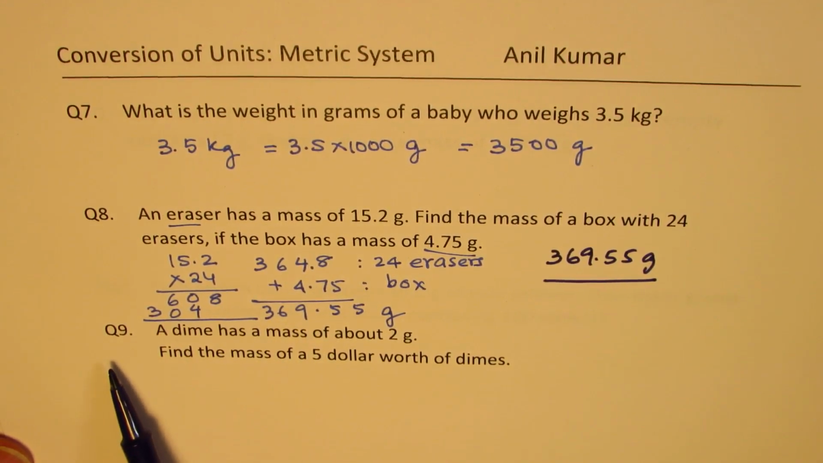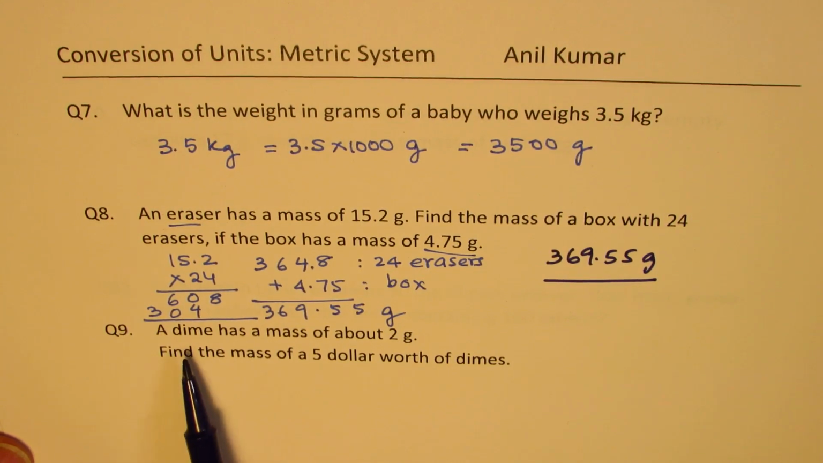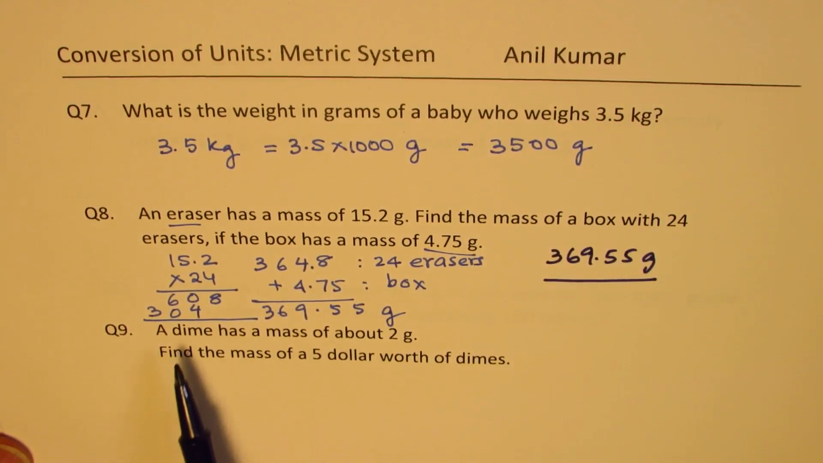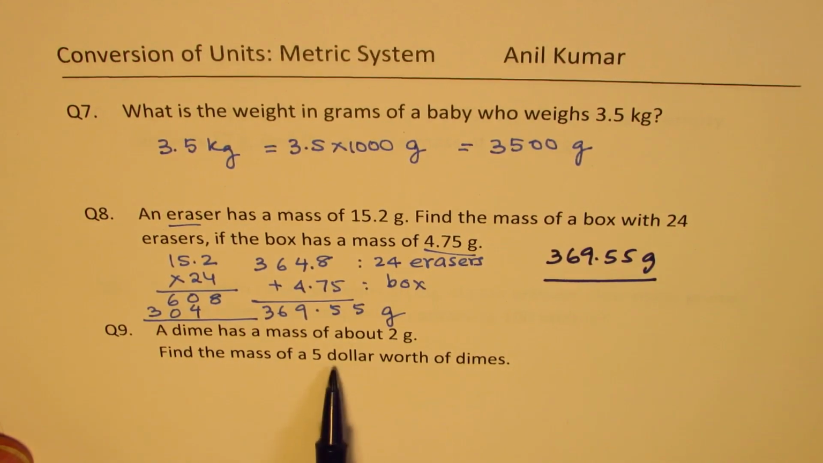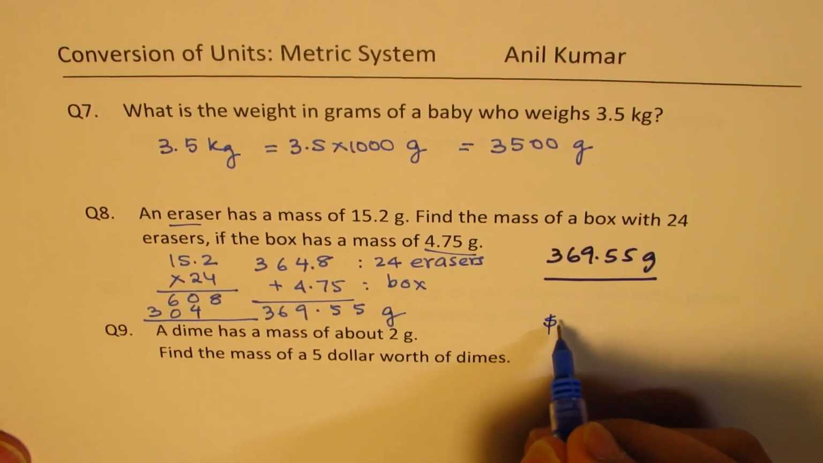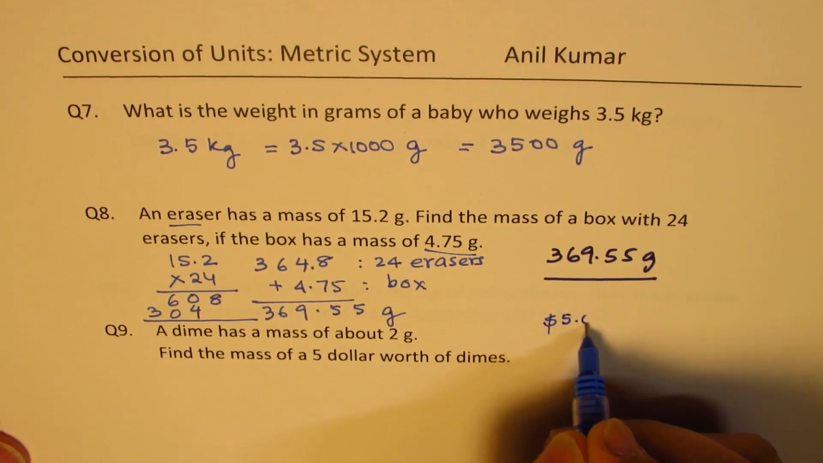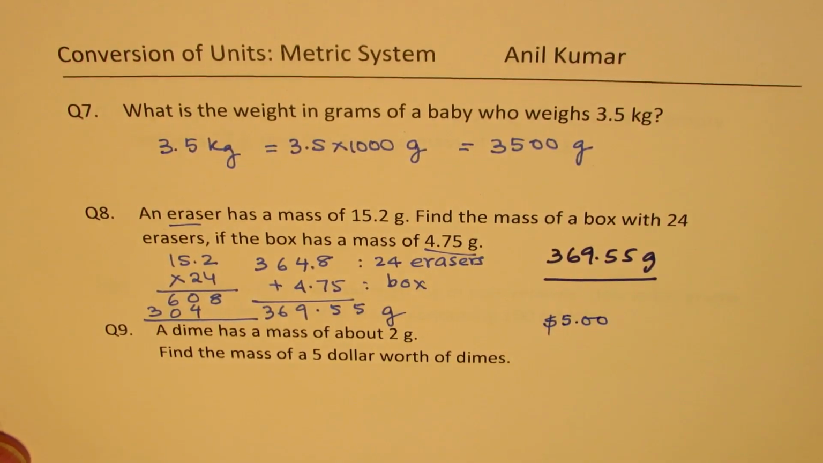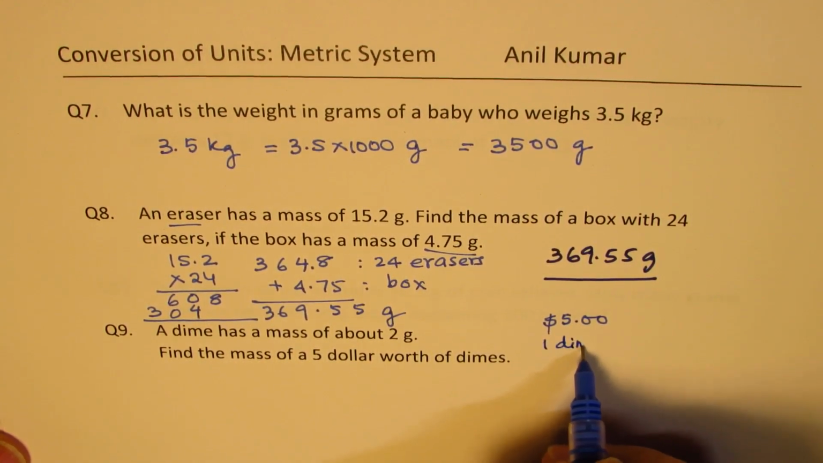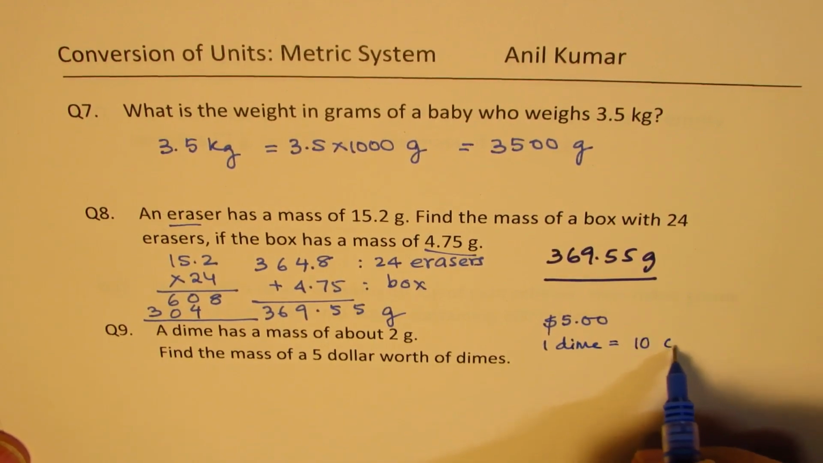Now let's take the 9th question, which is: a dime has a mass of about 2 grams. Find the mass of $5 worth of dimes. Okay. So when we say $5, in $5, how many dimes will we have? One dime is 10 cents, right? So we know one dime is 10 cents.